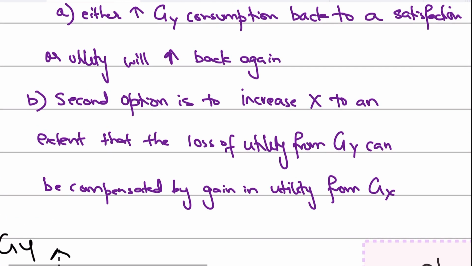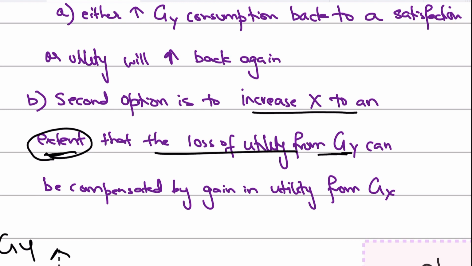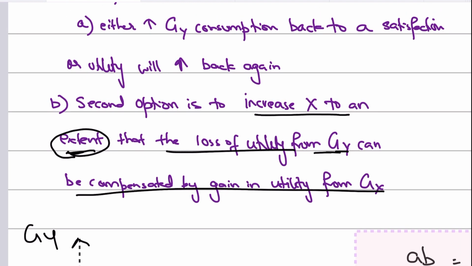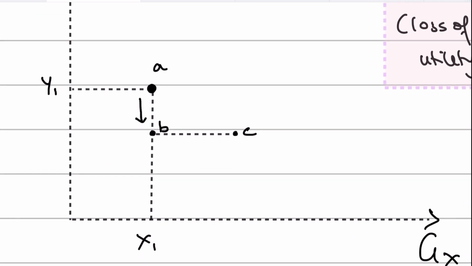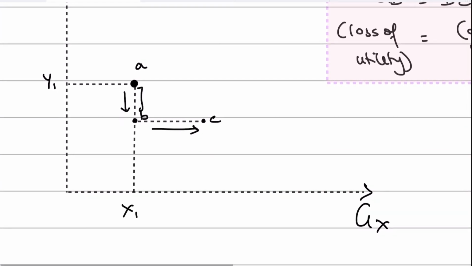If you look at the second option, that is to increase X, you increase it to the extent that the loss of utility from good Y can be compensated by the gain in utility from good X, right? So what we're saying is that you're foregoing good Y so that you could substitute X for Y. You're getting more X, and reducing your consumption of Y. So this area represents your loss of utility, and this is your gain in utility, right?